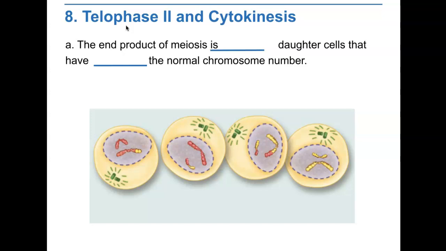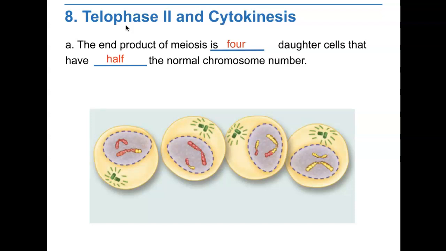In the example shown on the picture here on the slide, each of the 4 daughter cells produced in meiosis II receives 2 chromosomes. These 4 daughter cells now contain a haploid number, or N, just 2 chromosomes each.